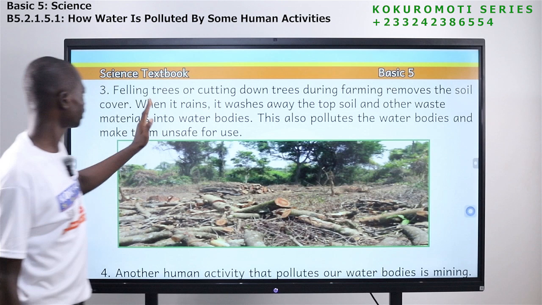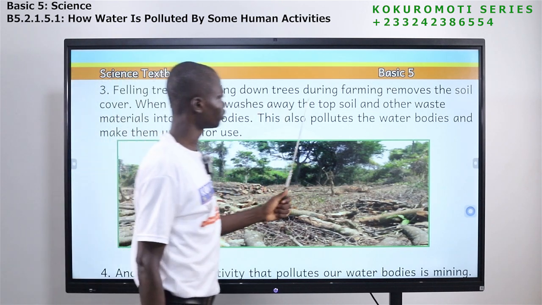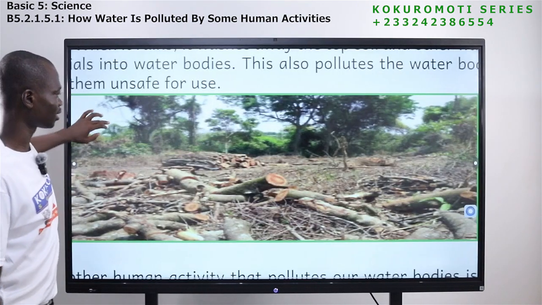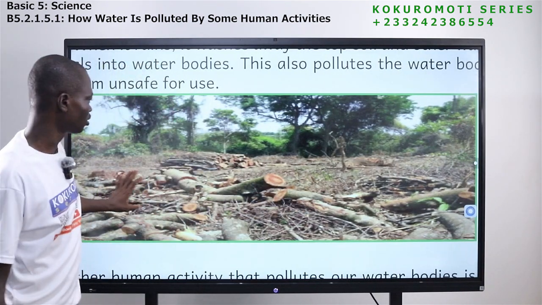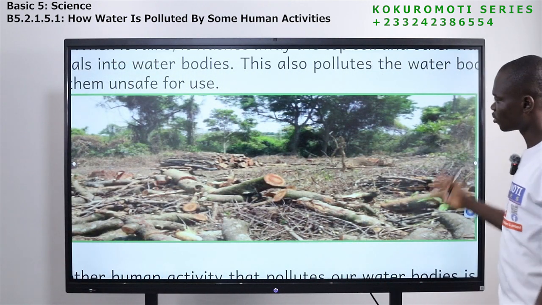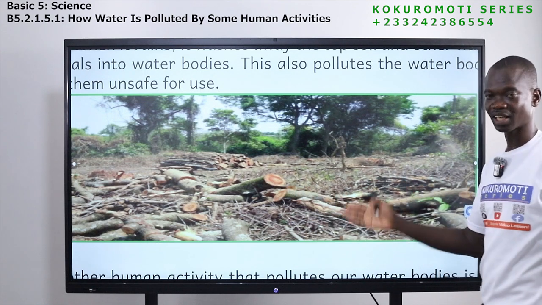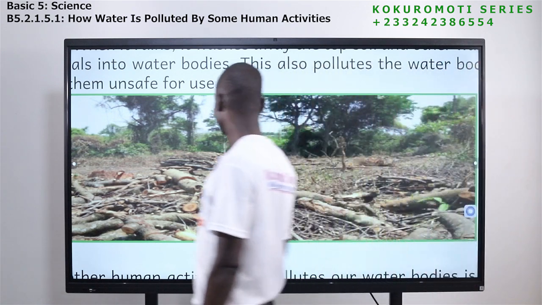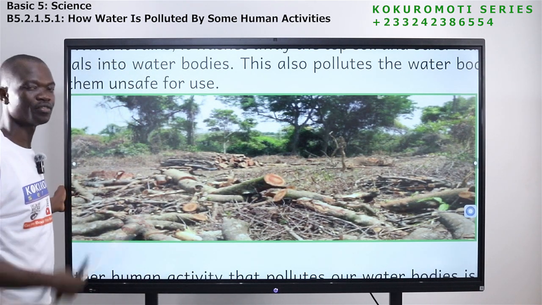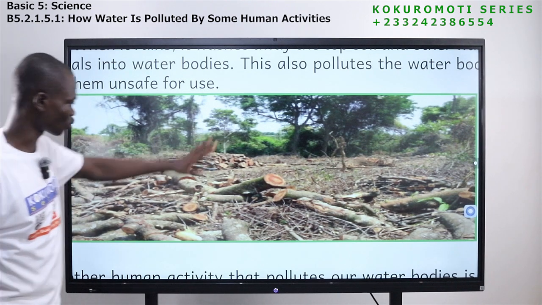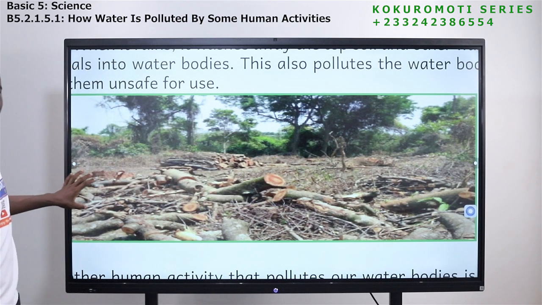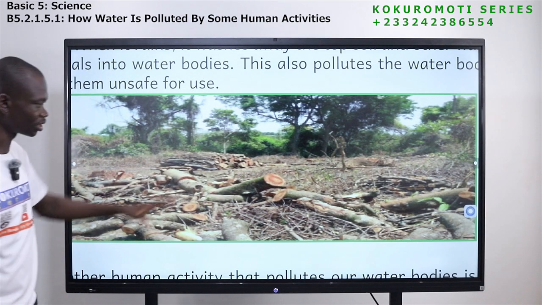The next one, felling trees or cutting down trees during farming removes the soil cover. So look at this place. You can see that here there was what? Forest. All this place was forest. And now we don't see the forest again because the trees have been cut down. So here the land is now exposed to the sun. If it rains, the water will just what? Have direct contact with the topsoil. It will wash away all the topsoil. That is, erosion will take place here.